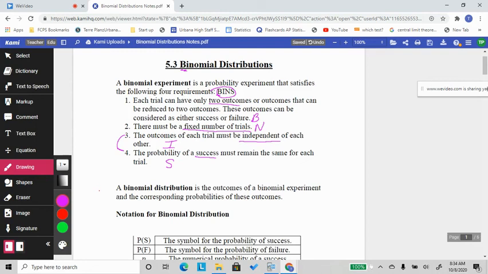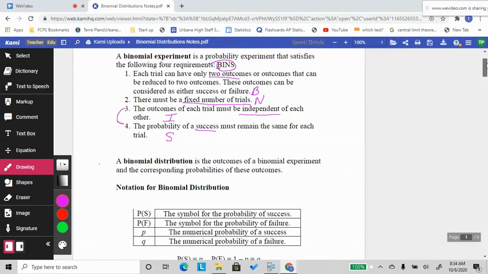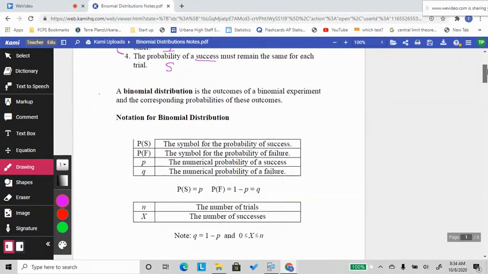Okay, so if you have those 4 things, I call them BINS. If you have those 4 things, then we can shortcut some of the probabilities that we've been doing. These are just some symbols. P is the symbol for the probability of success, and a lot of books use P for probability, and some books use Q for failure. That's what I'm going to be using just because I'm kind of used to it. So the probability of success is P, the probability of failure is Q. These are always complements because we've reduced it to 2 outcomes.